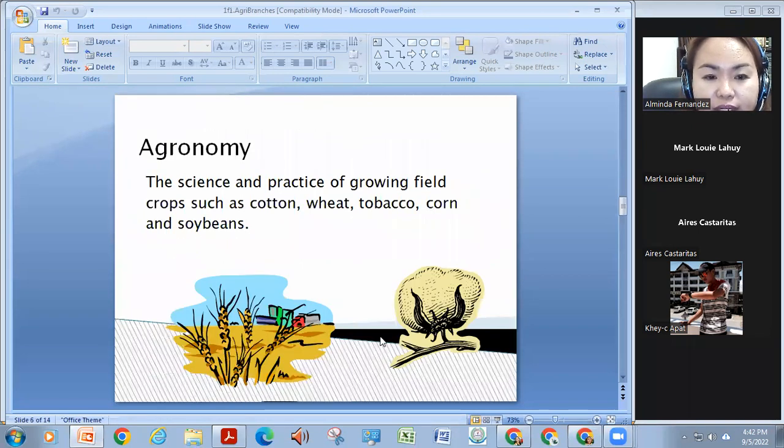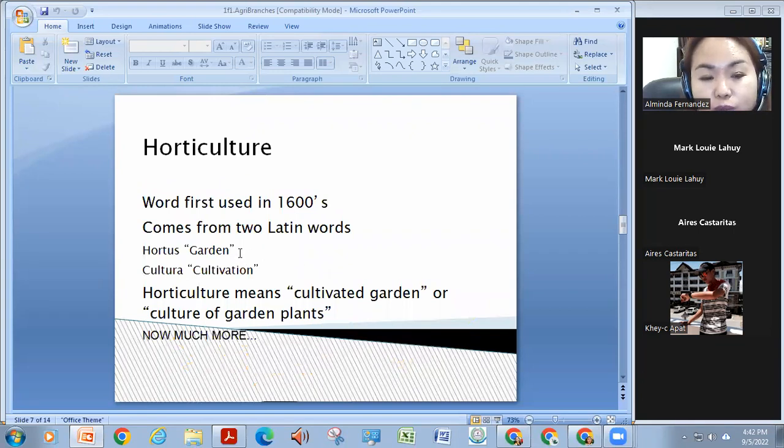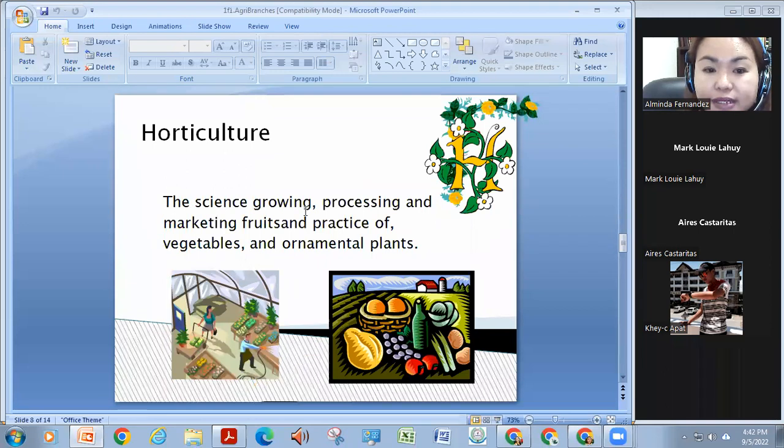So that is it. And again, agronomy is the science and practice of growing field crops. This includes cotton, wheat, tobacco, corn, and soybeans. So that's in large scale. And horticulture was actually the first word used to refer to agriculture in the 1600s. Just like mentioned, it came from the Latin words hortus, which means garden, and cultura, which means cultivation, or cultivated garden, or the culture of garden plants. So it is therefore the science of growing, processing, and marketing fruits, vegetables, and ornamentals.